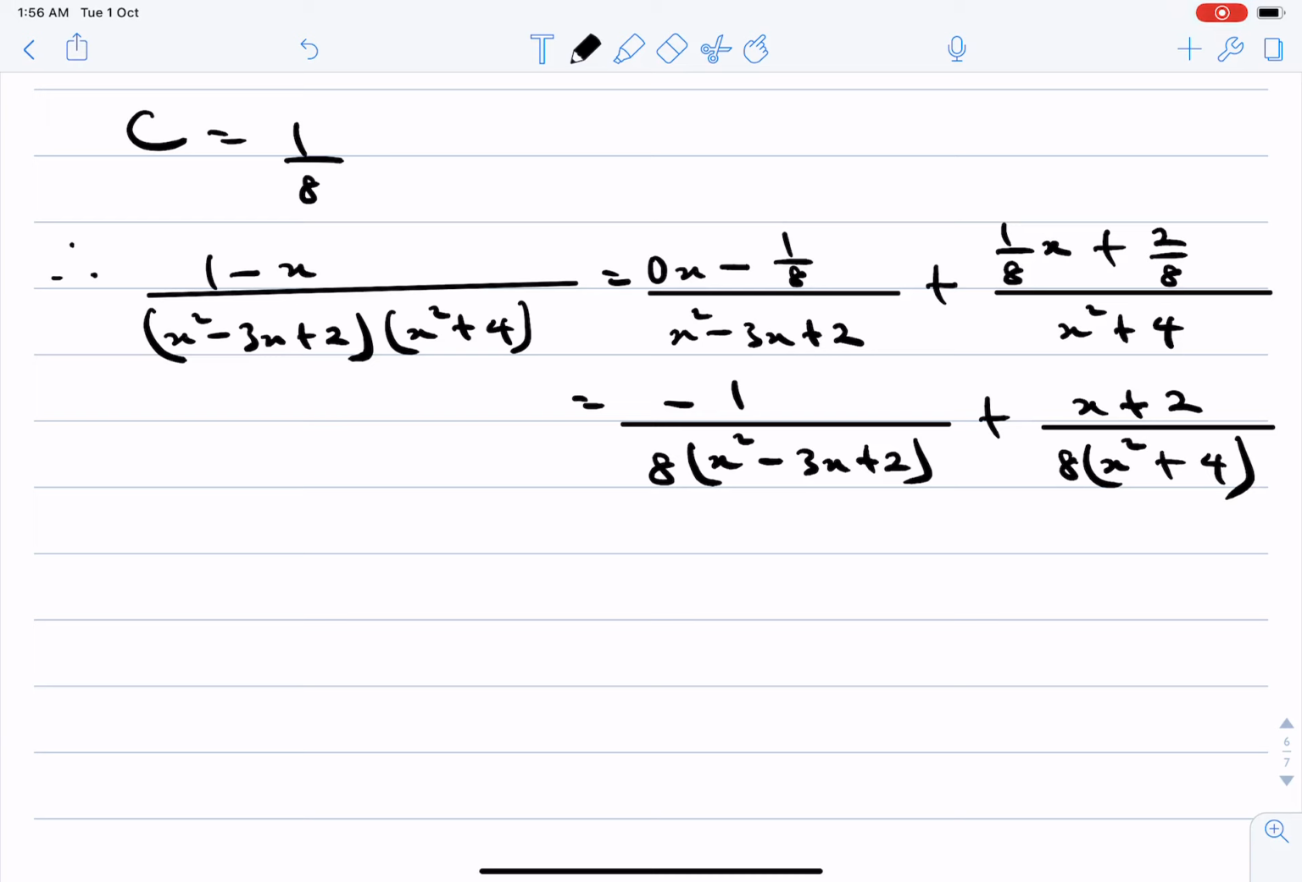And those are the partial fractions into which the compound fraction 1 minus x squared over x squared minus 3x plus 2 times x squared plus 4 has been resolved. And that is it simply. It's as simple as that. So in the next video, we go to fractions with repeated factors, fractions whose denominators are repeated.